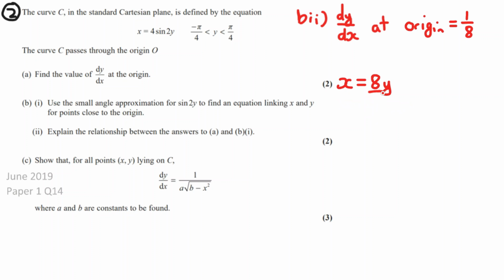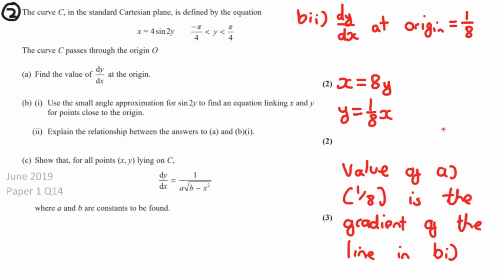The easiest way to see it is if you move this 8 onto the other side, such that it becomes y is equal to 1 over 8x, like this here. So the value we got in A for dy over dx at the origin was 1 over 8, and if you look at this line here, you can see that the gradient of this line is 1 over 8, as it's the form y is equal to kx. So therefore the value of A, which is 1 over 8, is the gradient of this line here in the first part of B.